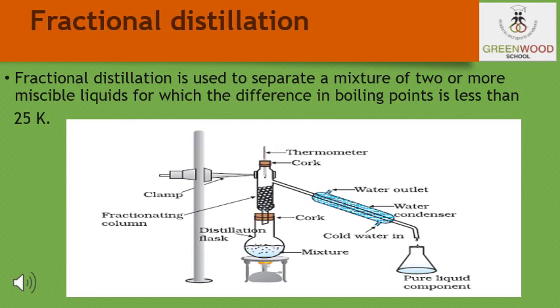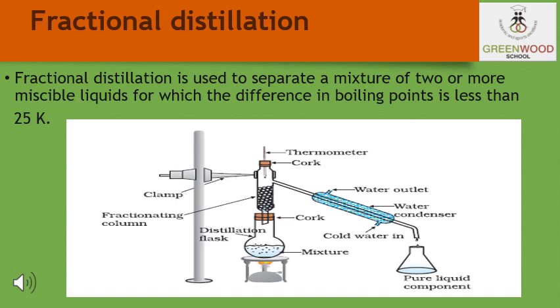So students, fractional distillation is used to separate a mixture of two or more miscible liquids for which the difference in boiling points is less than 25 Kelvin. The fractional distillation process is used, for example, for the separation of the different gases from air, and different fractions from petroleum products, etc.